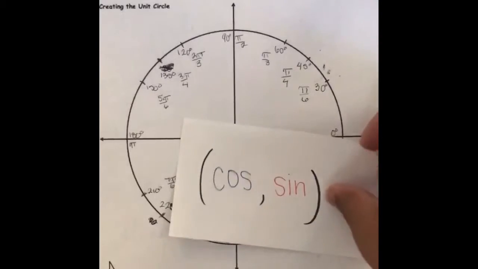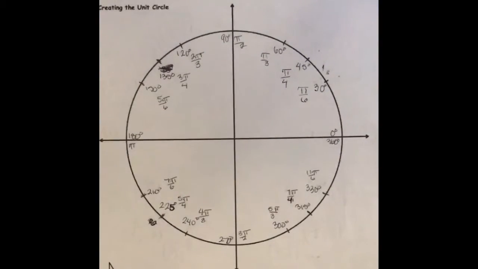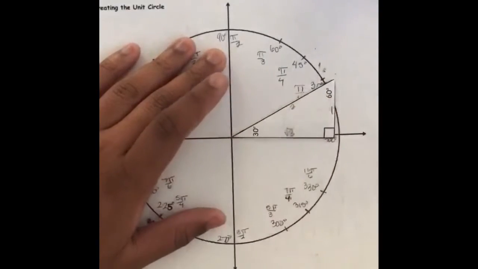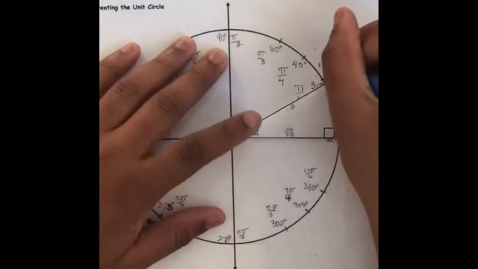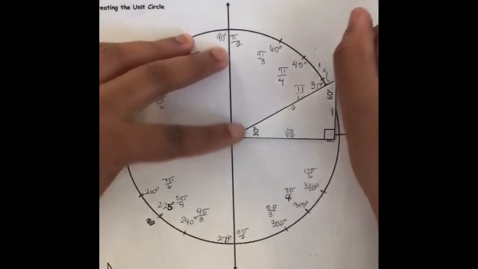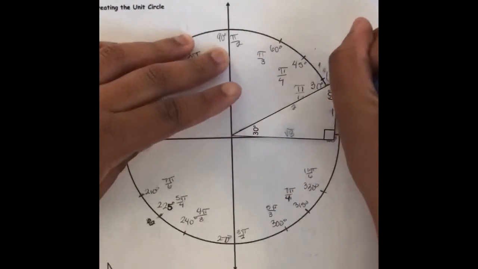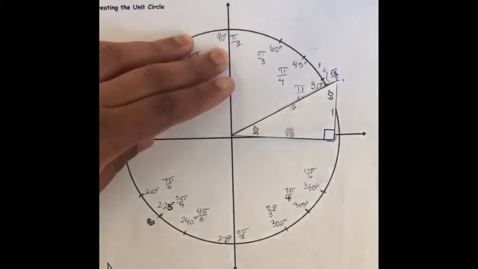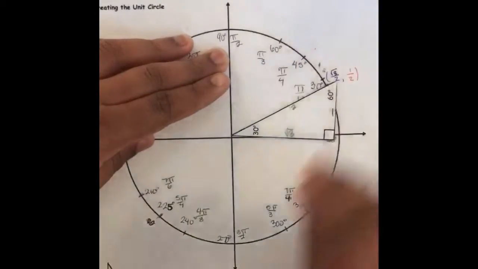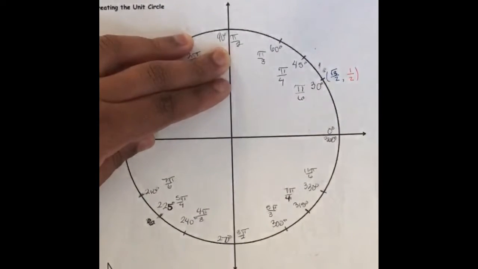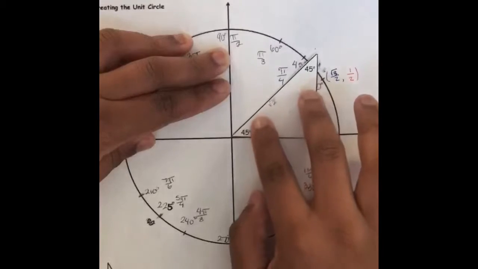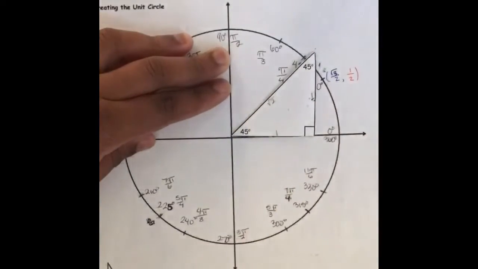So, to find the coordinates of the unit circle, you're going to use cosine for the x value and sine for the y value. So using your right triangle, line the 30 degrees up with the origin, and use SOHCAHTOA to find the x and the y value. And because x is cosine, you're going to use the adjacent over the hypotenuse, and for the sine, you're going to use opposite over hypotenuse. So you get square root of 3 over 2 and 1/2.